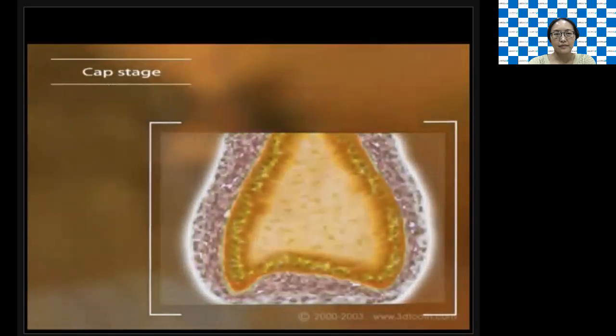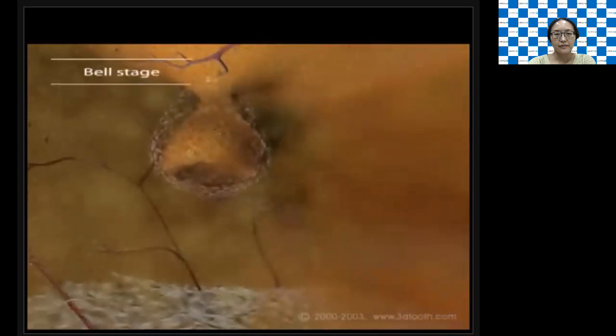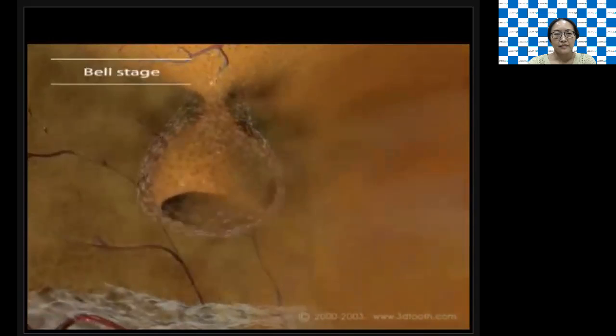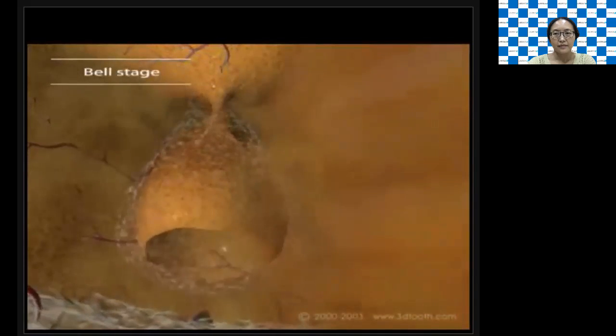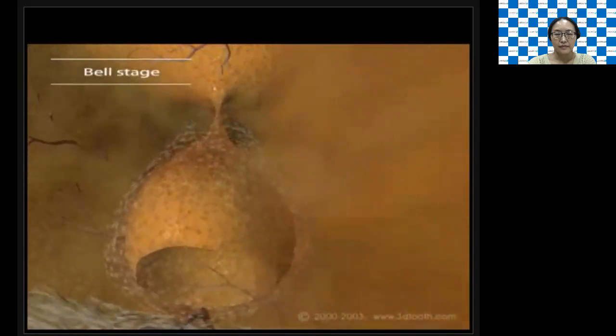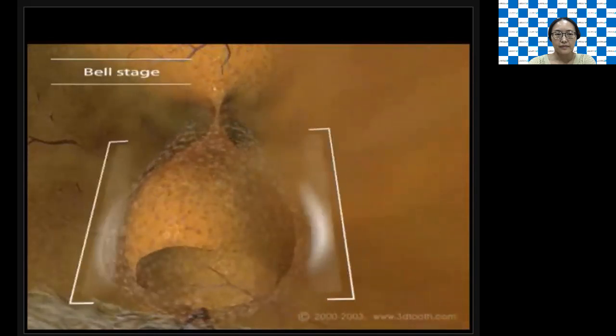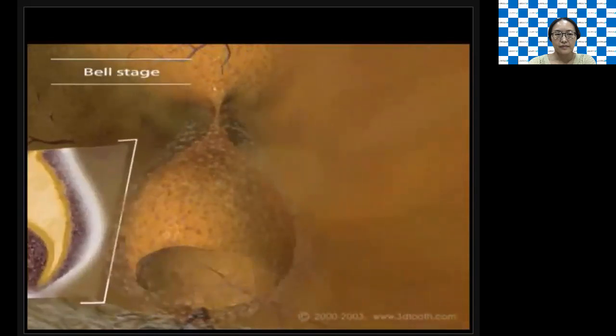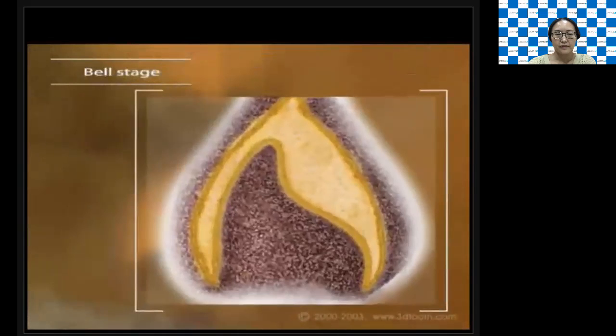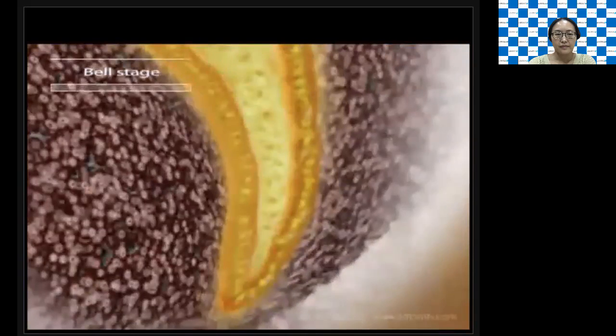So far, we've seen the bud and cap stage of tooth development. The third and most dramatic is the bell stage. As the tooth germ begins to grow, the cells differentiate. The stellate reticulum is now obvious. Made up of star-shaped cells pushed apart by fluid pressure, it separates the inner and outer enamel epithelium.